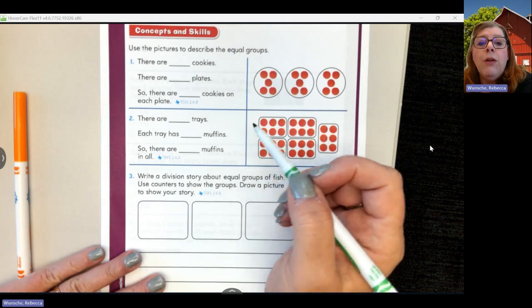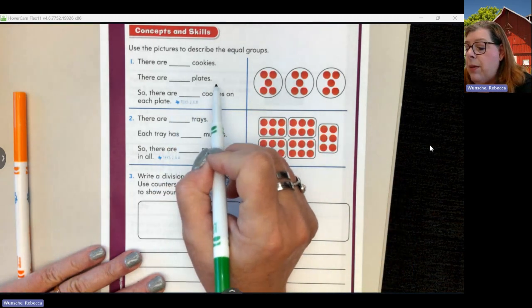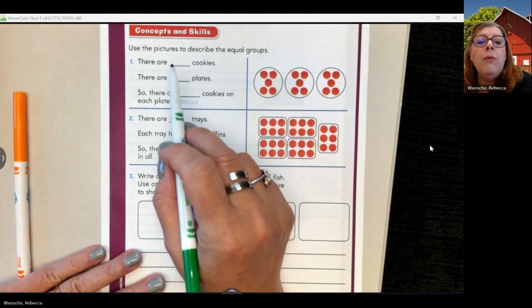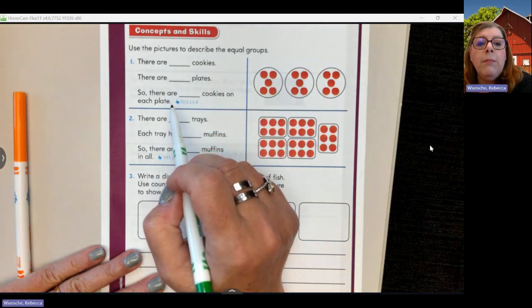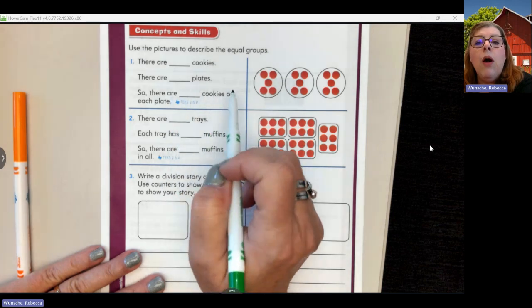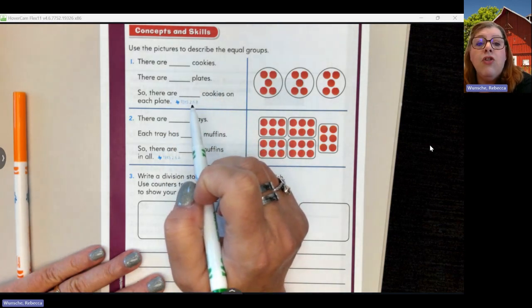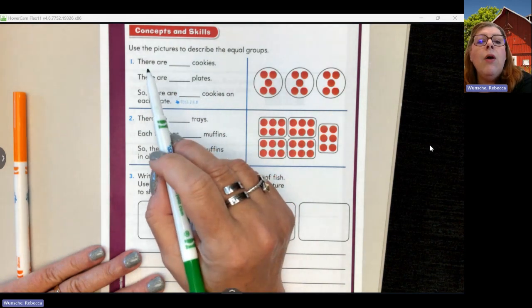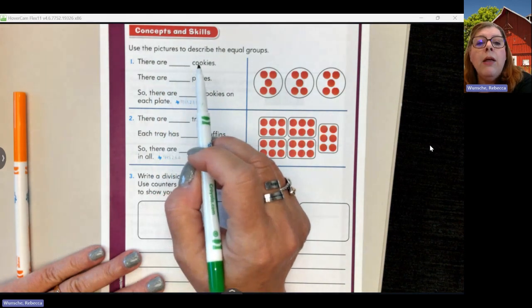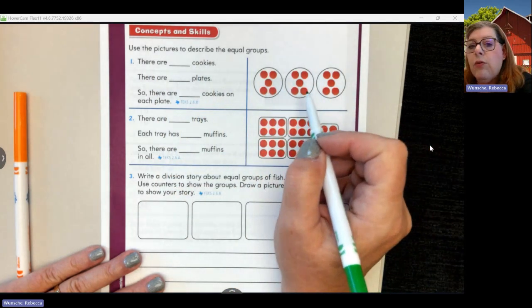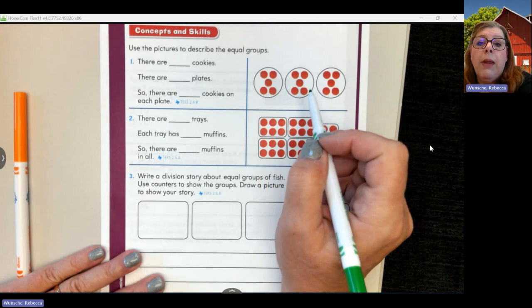So the first thing we're going to look at today is this problem where we describe our equal groups. In this problem, we have some sentence stems to help guide us to walk through what a problem looks like for division in this case. So there are blank cookies. We're going to go to our picture, and these circles represent cookies on different plates.